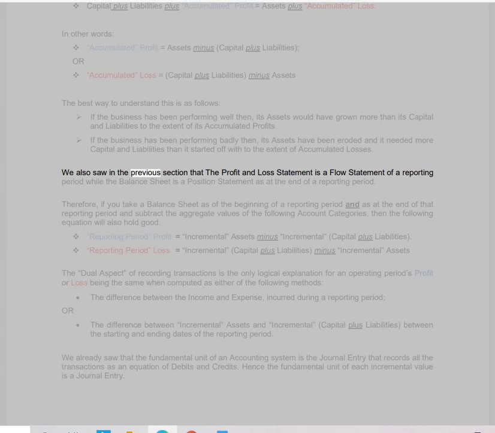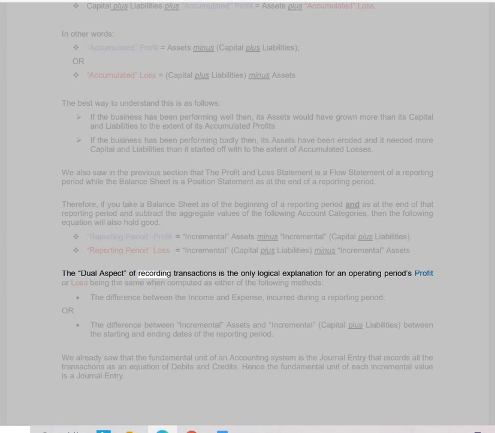We also saw in the previous section that the profit and loss statement is a flow statement of a reporting period, while the balance sheet is a position statement as at the end of a reporting period. Therefore, if you take a balance sheet as of the beginning of a reporting period, and as at the end of that reporting period, and subtract the aggregate values of the following account categories, then the following equation will also hold good. Reporting period profit equals incremental assets minus incremental capital plus liabilities. Reporting period loss equals incremental capital plus liabilities minus incremental assets.